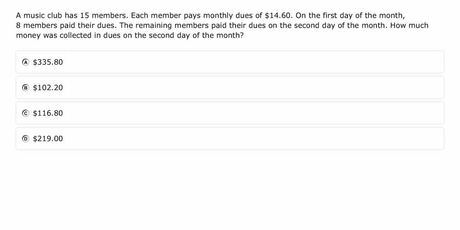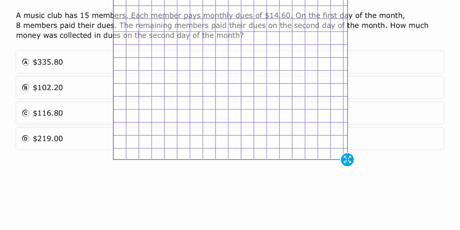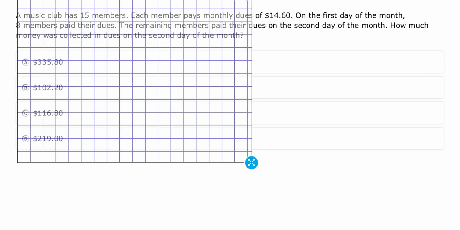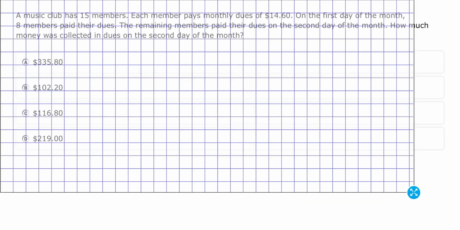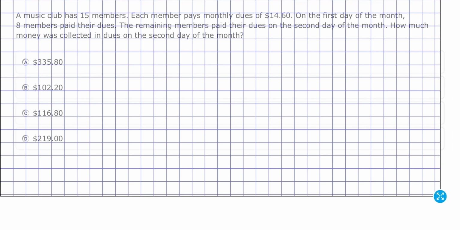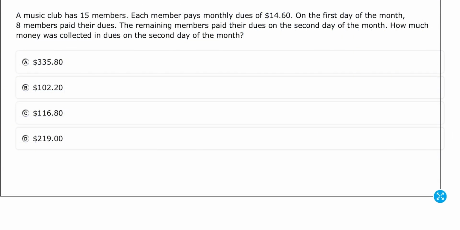Well, let's identify some keywords, guys. Okay? So how many members do we have? Well, we have a total of 15 members, right? But we want the dues for what date? Do we want for both days? No, right? What does it say right there? We want only the dues for, right here, it says the second day.